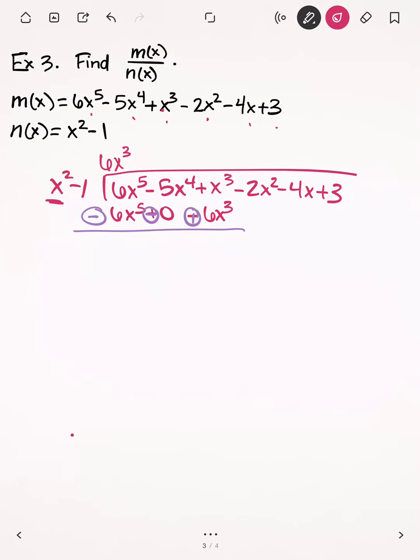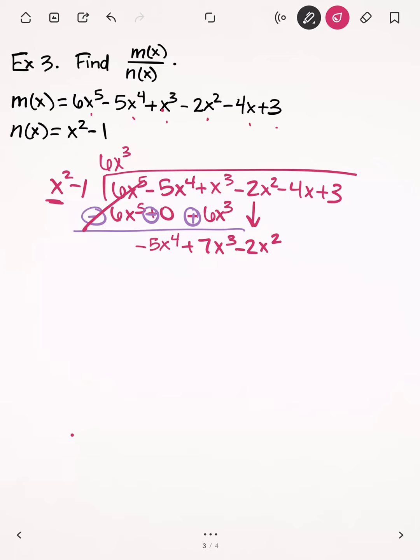So the 6x to the 5th minus 6x to the 5th cancel out. Negative 5x to the 4th minus 0, that just stays a negative 5x to the 4th. A 1x cubed plus a 6x cubed is a positive 7x cubed. I drop down that next term. Okay, so here we go.